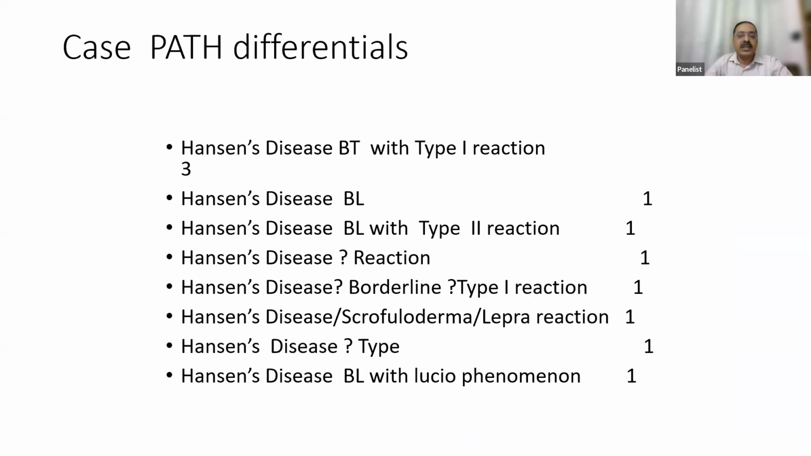So most of them said it was a Hansen's BT with type 1 reaction. Some said it is a borderline. And even some went to the extent of saying it's a borderline lepromatous with Lucio. So which holds good with the clinical diagnosis, that is probably a BL.